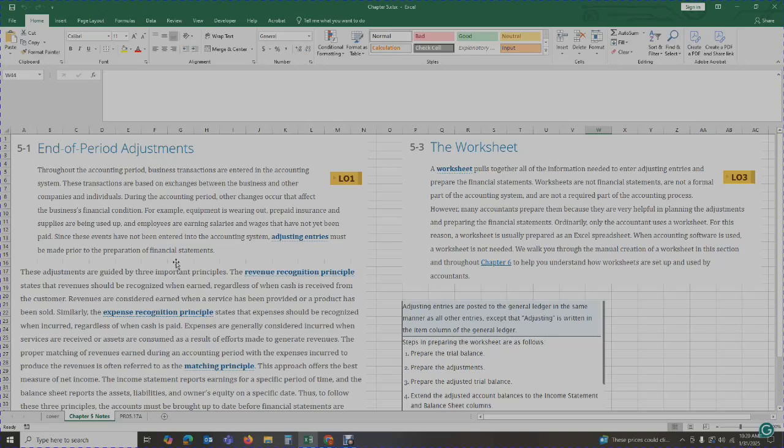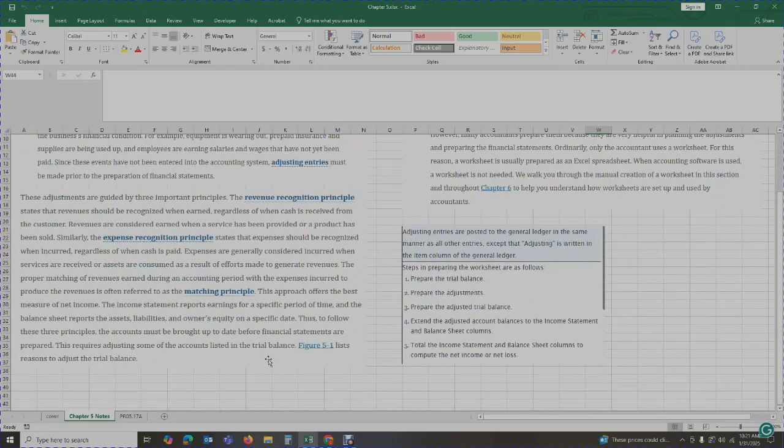Other examples might be that if you prepaid your rent, you've used up some of your rent, you've used up some of your supplies, things of those natures. So because events happen during the month that have not been recorded, we need to complete our adjusting entries. Okay, now the adjusting entries are prepared before we prepare financial statements. So we need to update all of our records with all of the necessary journal entries before the financial statements are prepared. Okay, now the adjustments are guided by three important principles. You do need to know about these three principles.